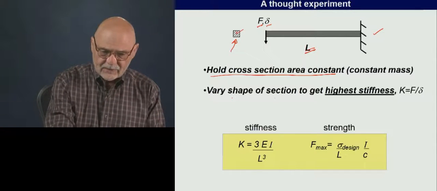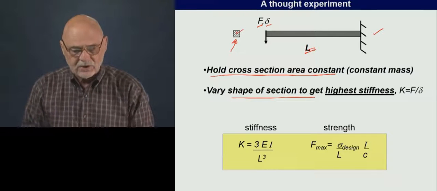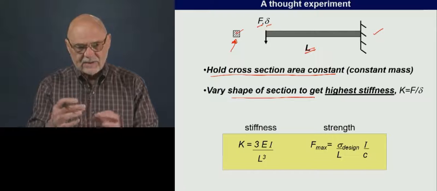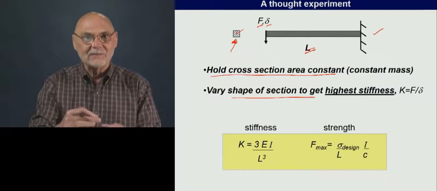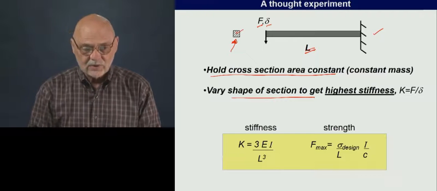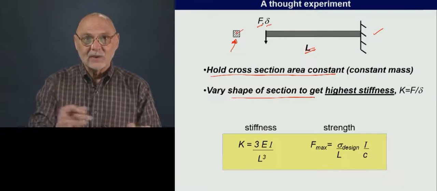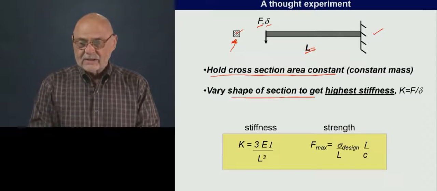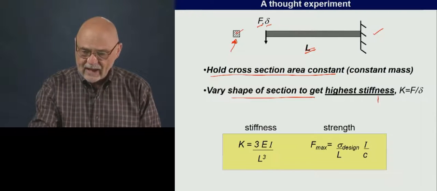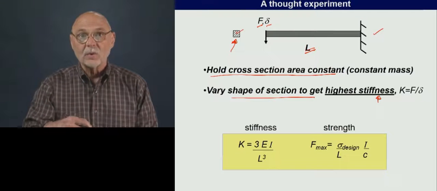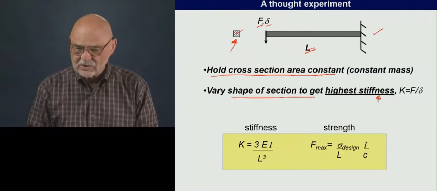What we're going to think of doing is vary the shape of that section. We're going to pretend like it turns into putty for a little while, and we can remold that material into a different cross-sectional shape, and then wave a wand and harden it again, and then do the little test. What we want to do is get the highest stiffness for this beam. So for a given load, we want the lowest amount of deflection.